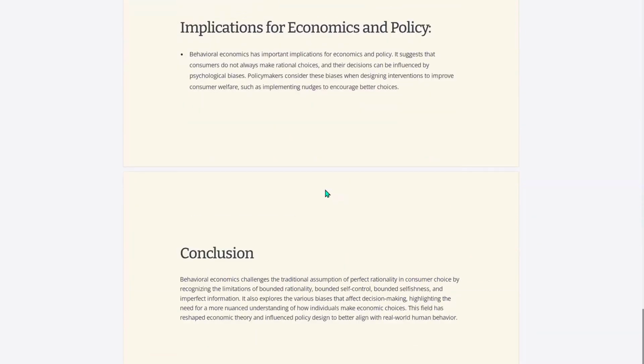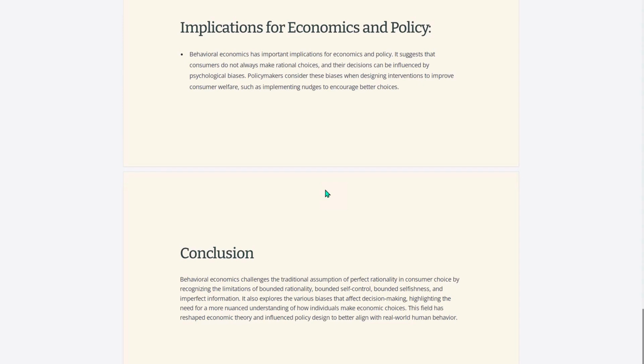So right now we've just understood that there is definitely a problem with rational consumer behavior, right? And therefore some policy has to be made so that people can be made aware of their rational choices, because people are surrounded by psychological biases. It is important for policymakers to consider those biases whenever they are trying to improve consumer welfare, right?